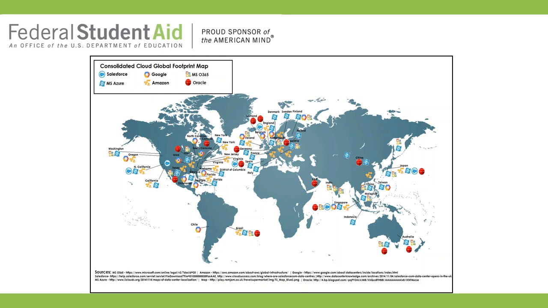Amazon. It could end up in Brazil. It could end up in Singapore. I mean, you can see the map. So my personal recommendation is to follow the same rules that a third-party servicer must, which is keep the data in the United States and make sure that it is protected.